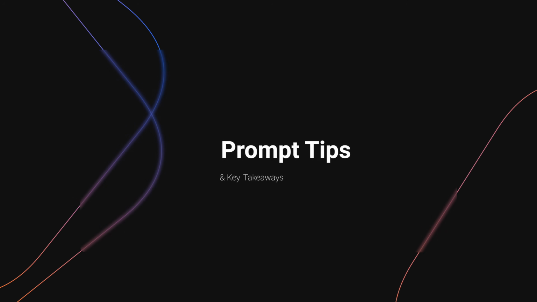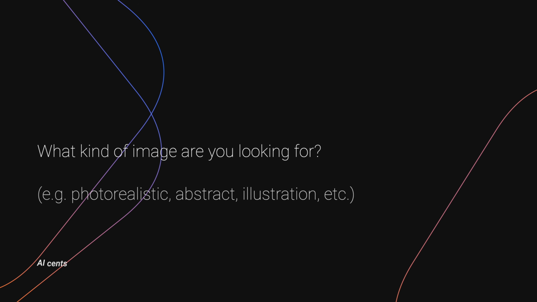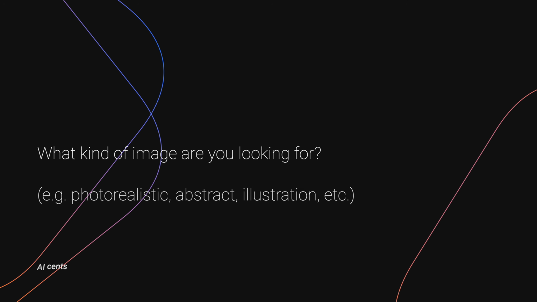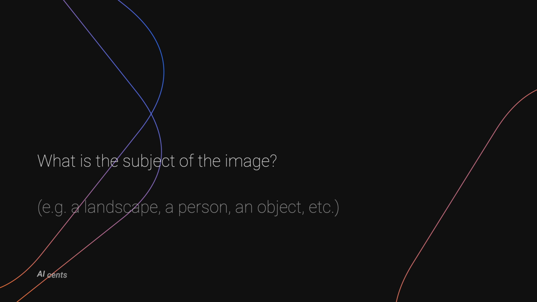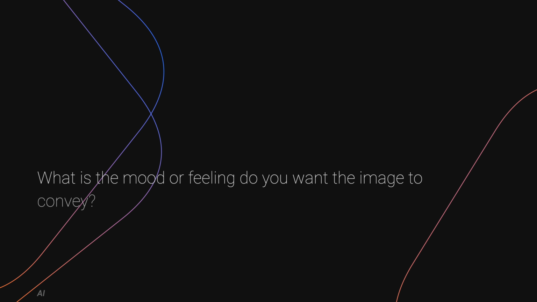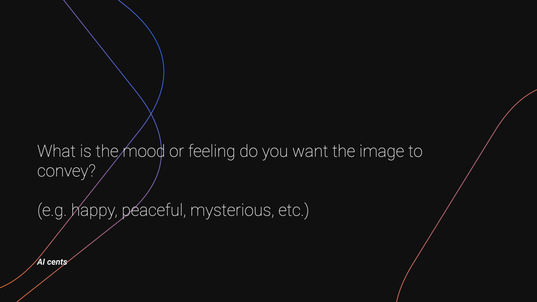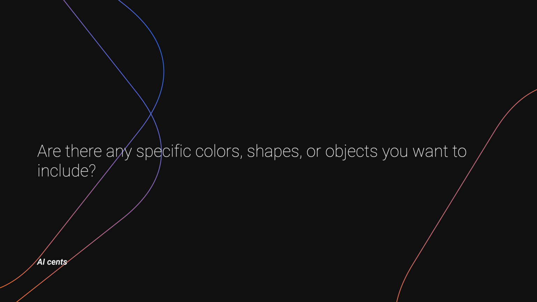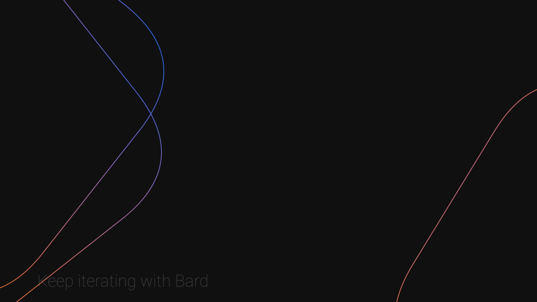Okay, at this point you have everything you now need to start creating images in Google Bard. Some key takeaways when you're prompting are to remember to include details such as what kind of image you're looking for. Is it photorealistic, abstract, illustration, and so forth? Also, what is the subject of the image? Is it a landscape, a person, or an object? And what mood or feeling are you trying to convey with the image? Happy, peaceful, mysterious, and so on. And are there any specific colors, shapes, or objects you want to include? And lastly, definitely feel free to have a conversation with Bard to refine your prompt and the images generated.